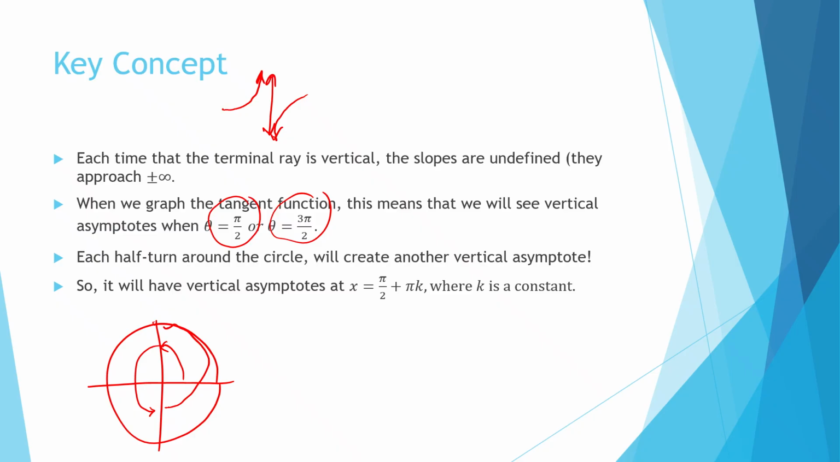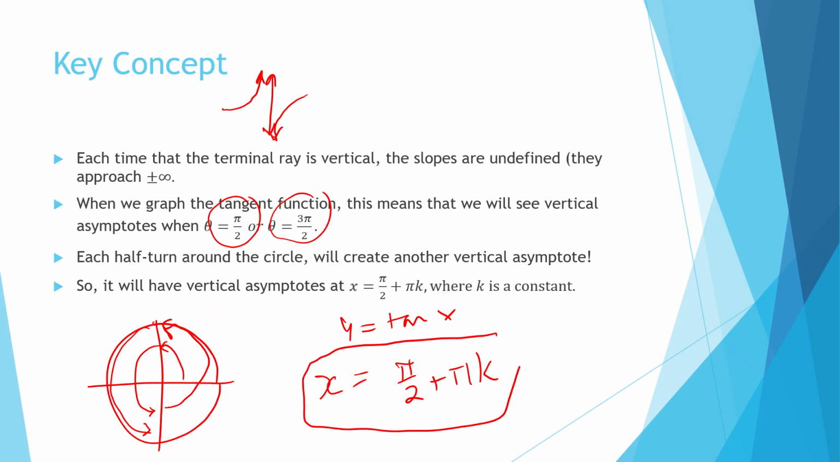We keep going. At 5 pi over 2, straight line, vertical asymptote. 7 pi over 2, straight line, vertical asymptote. So then how do we encompass all of these vertical asymptotes if I said, give me every vertical asymptote of this equation here? How do we encompass all those? It's done by x equals pi over 2 plus pi k, where k is going to be an integer in this case. And this equation encompasses every single possible vertical asymptote.